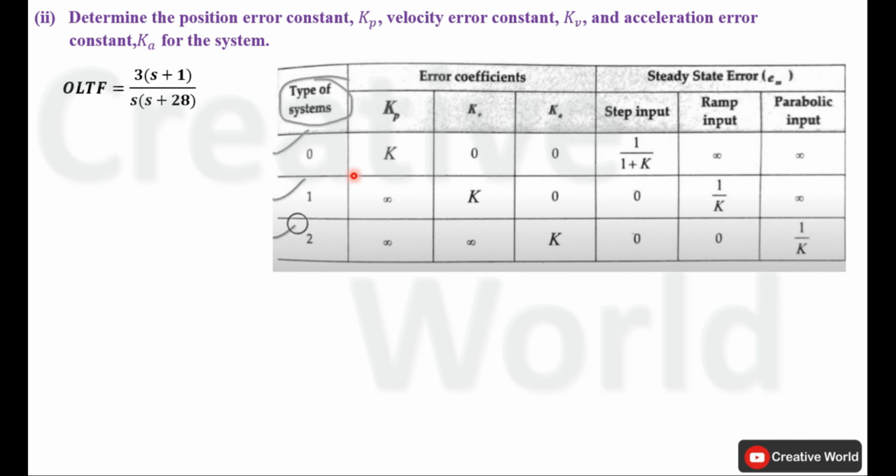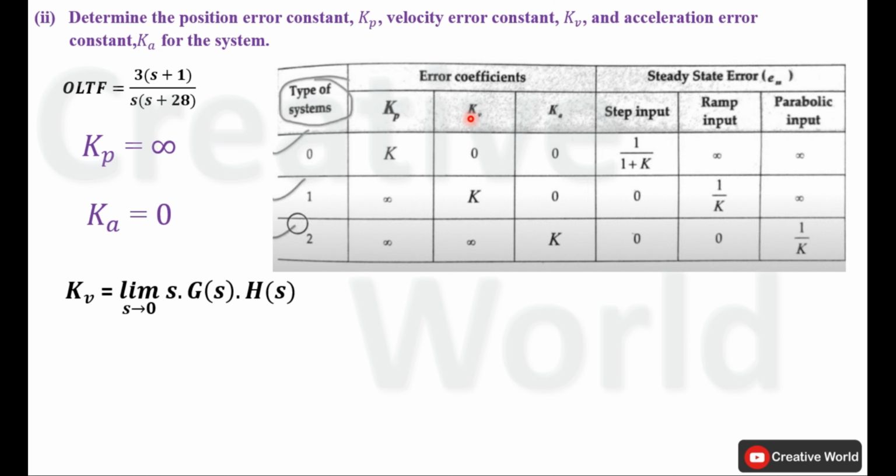Here is a table which includes the information about types of system with their respective position error, velocity error and acceleration error constants, as well as the steady state errors in response to step input, ramp input and parabolic input. Right now we are dealing with a type 1 system. So in this case, the position error constant will be infinity and the acceleration error constant is 0. It is a predefined table. You may ask in the comment section for the reference of this table. I will provide it.